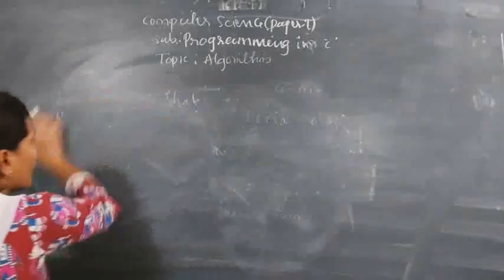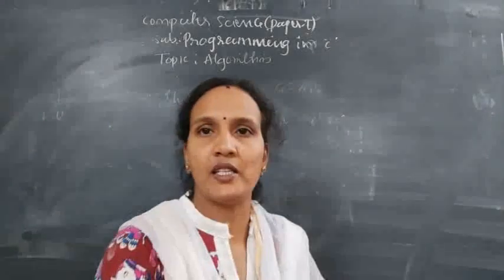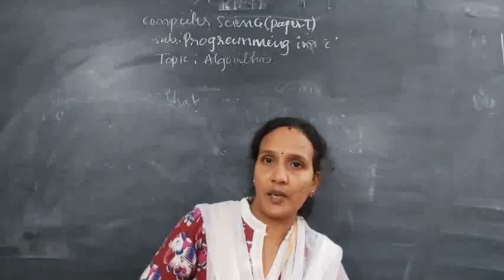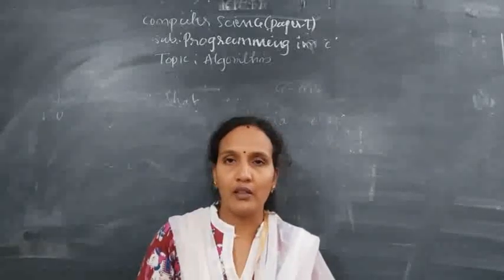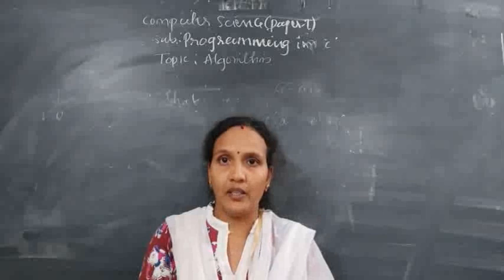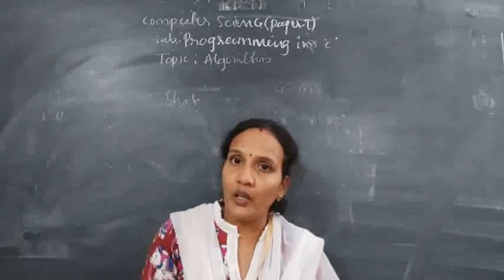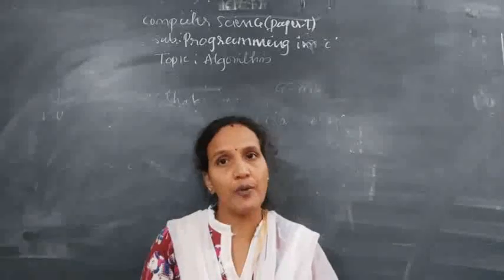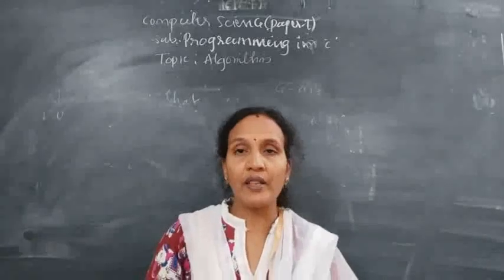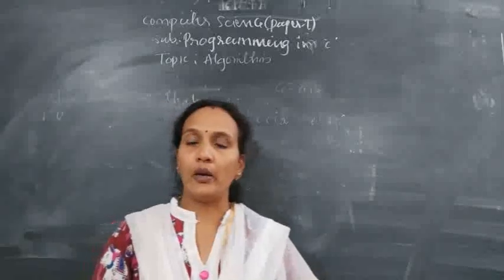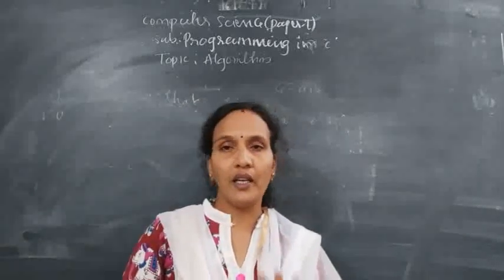So here, an algorithm is a step-by-step procedure. That step-by-step procedure can be explained, represented in different ways. Means pictorially you can give, or using statements you can give. So based on the method you are using, an algorithm can be represented in 3 ways.